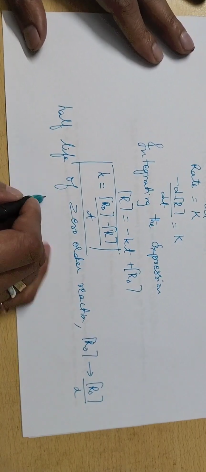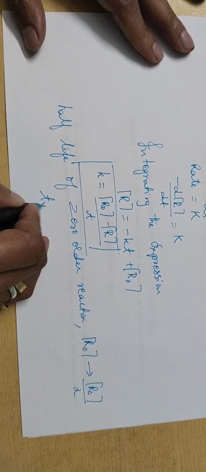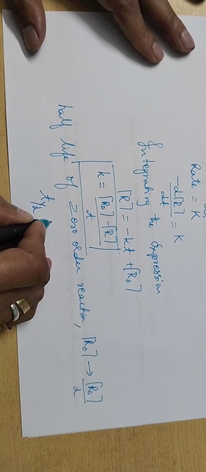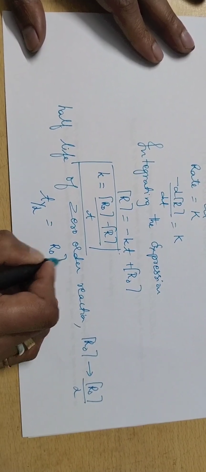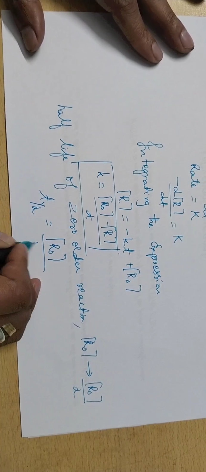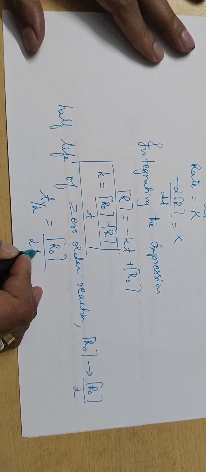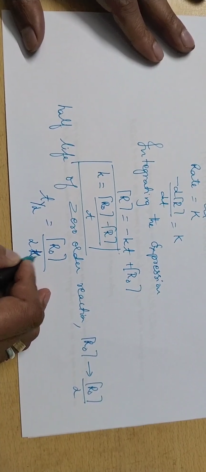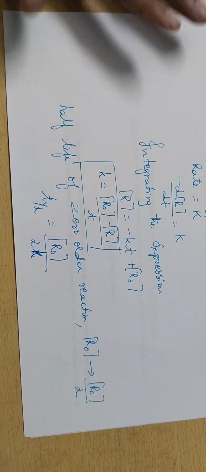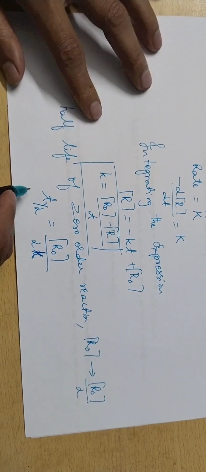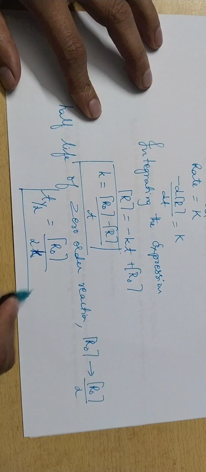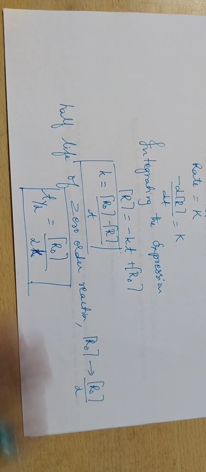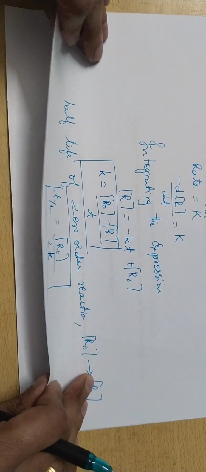And the half-life for zero order reaction, t half, is equal to R naught divided by 2k. The derivation is very easy. Yes, even this should be remembered by the students so that the calculation can be done faster. You don't spend too much time.